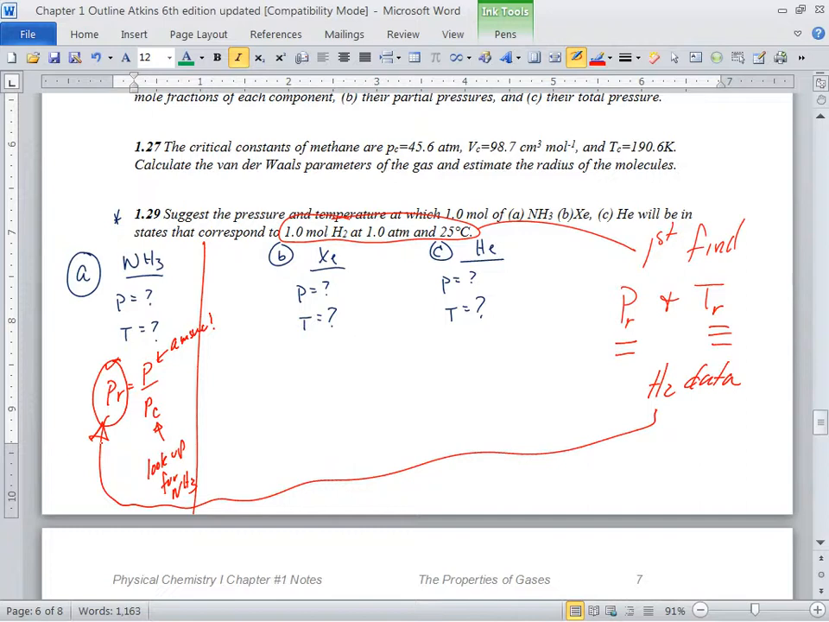So we do the same thing with TR, right? Yep. That's what you're saying. So let's go ahead and calculate this reduced pressure for hydrogen. Let's do this first. It has to be P over PC. They said it's hydrogen's 1 atmosphere. What's the critical pressure of hydrogen?